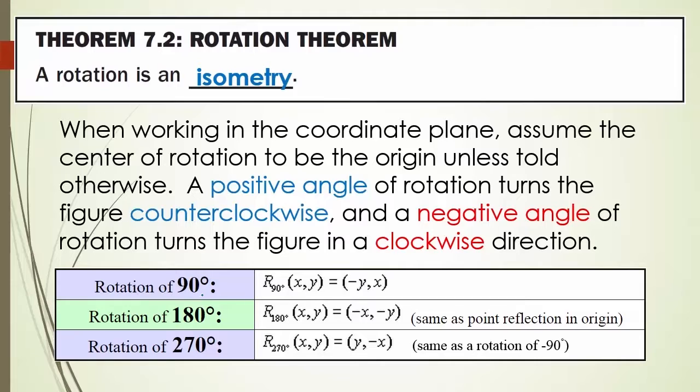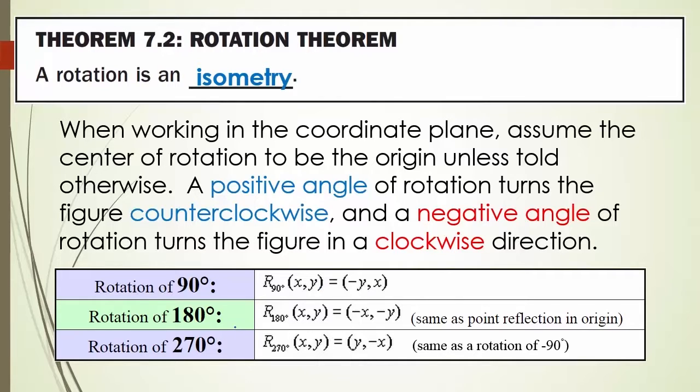In a rotation of 90 degrees, since this is a positive 90 degrees, I know I'm going to go counterclockwise. What you're going to do is take your original x and y and switch them so that you get y and x, and then you're going to take your y value and write its opposite. So if it's a positive y, it becomes a negative y. If it's a negative y, it becomes a positive y.